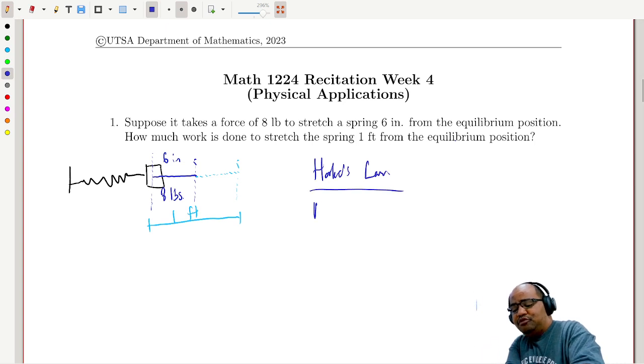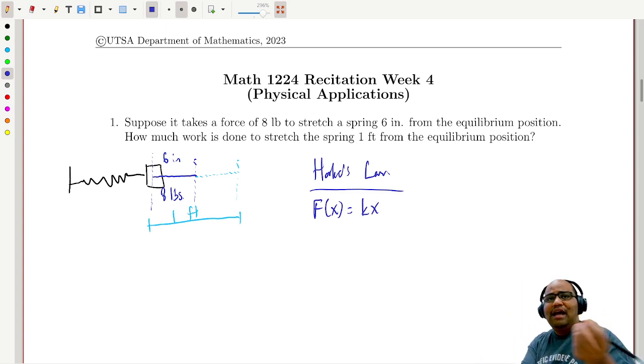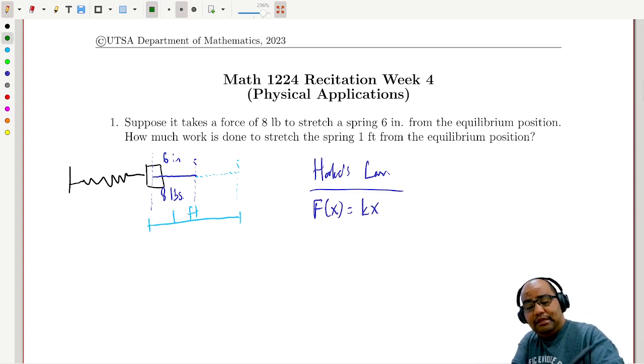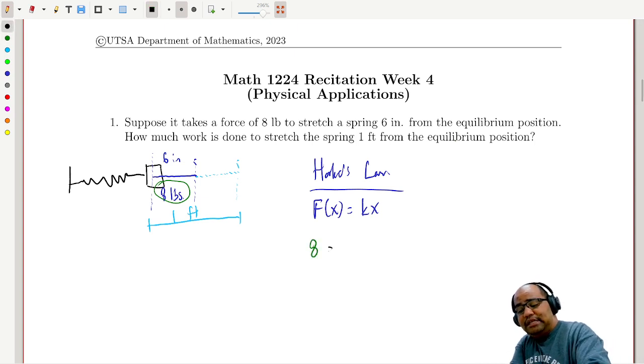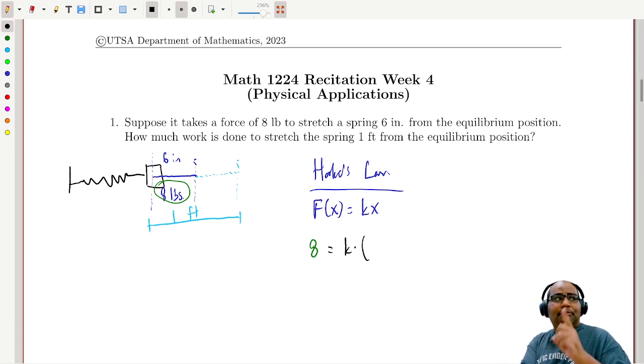Hooke's law says that the force required to displace a spring is proportional to its displacement. Now, I know a force already. This here is our force, so we have 8 pounds. I don't know my spring constant, k, that's an unknown, but I know my displacement. But be careful here.